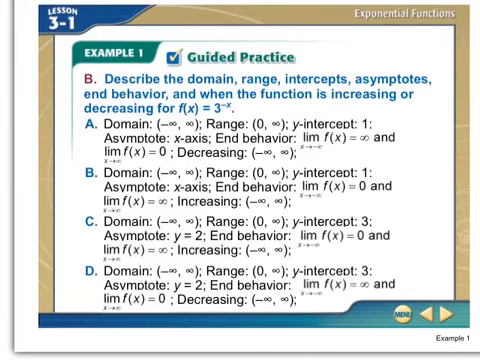In example 1, part B guided practice, we're asked to describe the domain, range, intercepts, asymptotes, end behavior, and when the function is increasing or decreasing for the function f of x equals 3 to the negative x, which we just graphed in the last example. Go ahead and analyze this function and choose the correct solution A, B, C, or D.